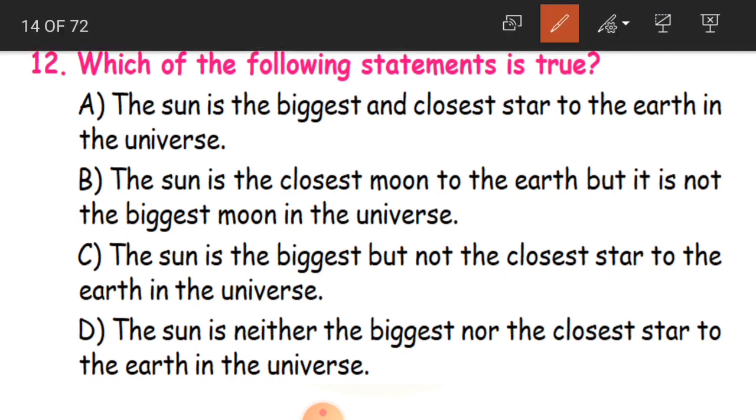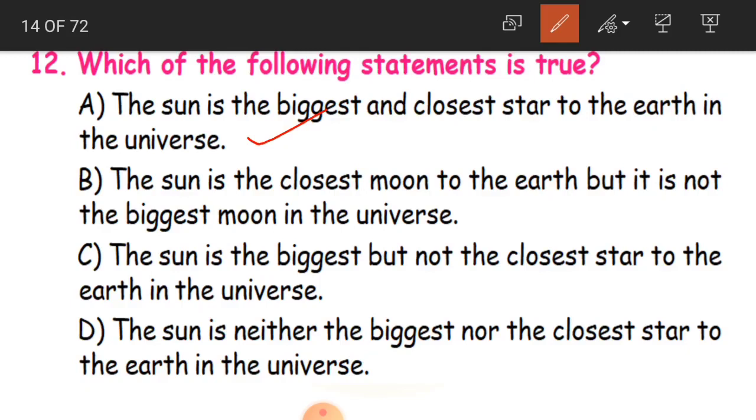Now the 12th question, which of the following statements is true? Here you have been given 4 statements, children. From that, you have to identify which one is true. The first one is, the sun is the biggest and closest star to the earth in the universe. This is actually true, because the sun is a big star and it is close to earth also.